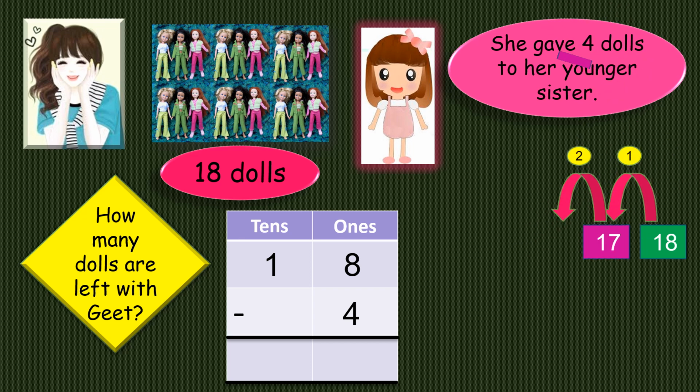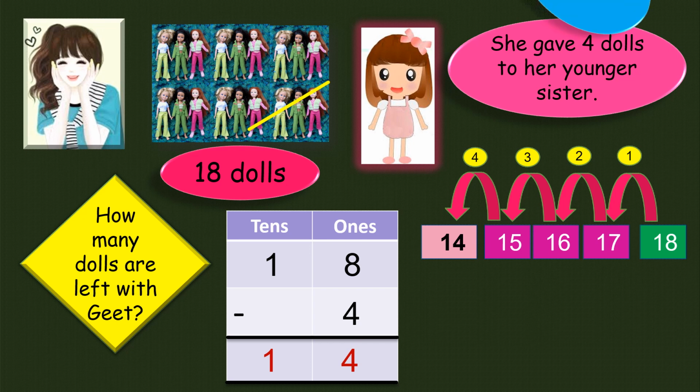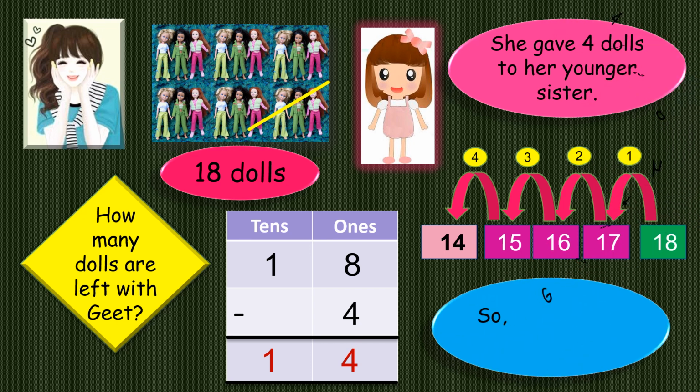Then number 16 in the second step. Then in the third step, we will reach number 15. And then the fourth step, which will be the final step, we will reach number 14. So 14 becomes our answer, right? So now Geet has 14 dolls with her, right?